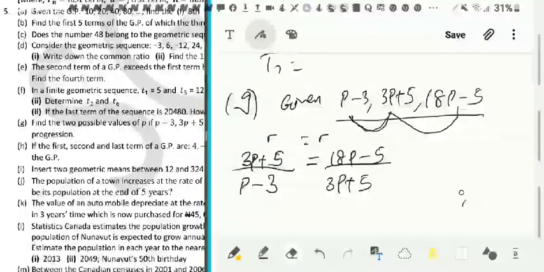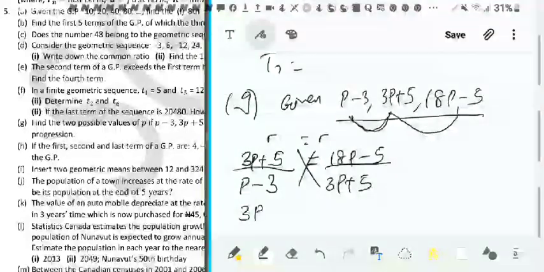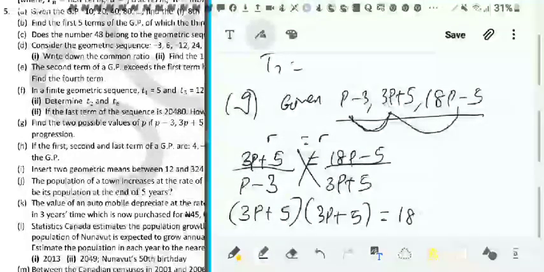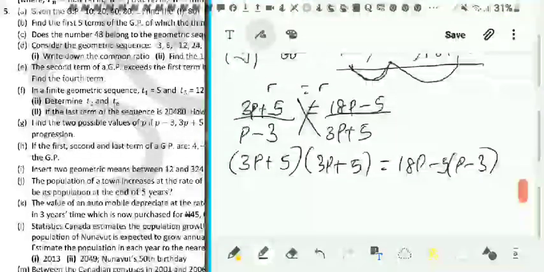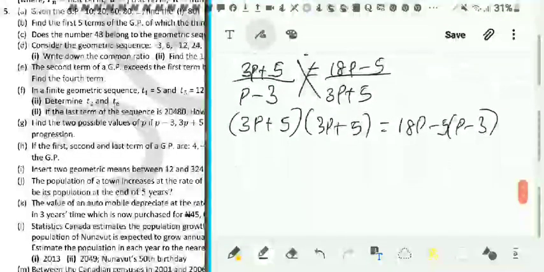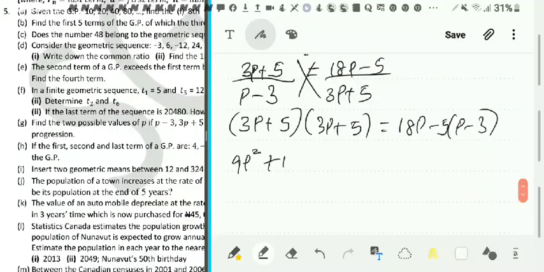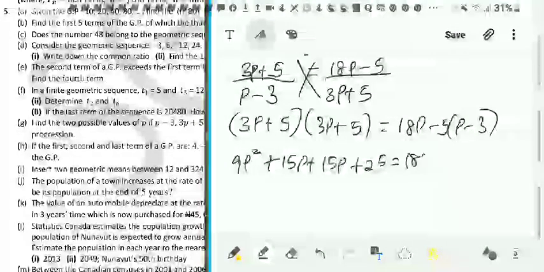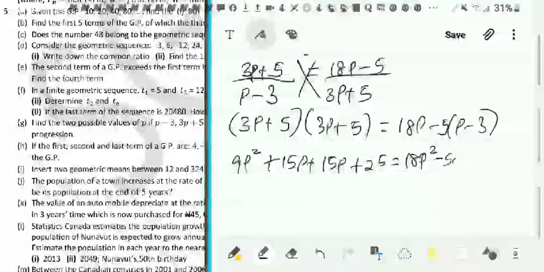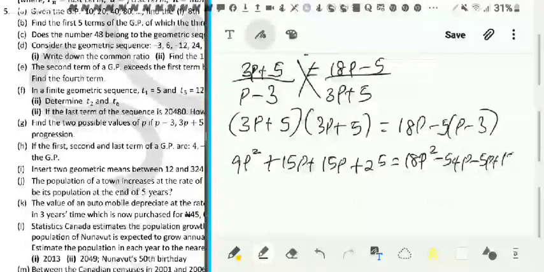Okay, let me get rid of this. Let's move on. Now I have this. You can cross multiply. When you cross multiply, you have what? (3P + 5)(3P + 5) equals (18P - 5)(P - 3). Okay, so now that we have this, you expand the brackets. When you expand the brackets, we're going to be having 9P squared plus 15P plus 15P plus 25 equals 18P squared minus 54P minus 5P plus 15.